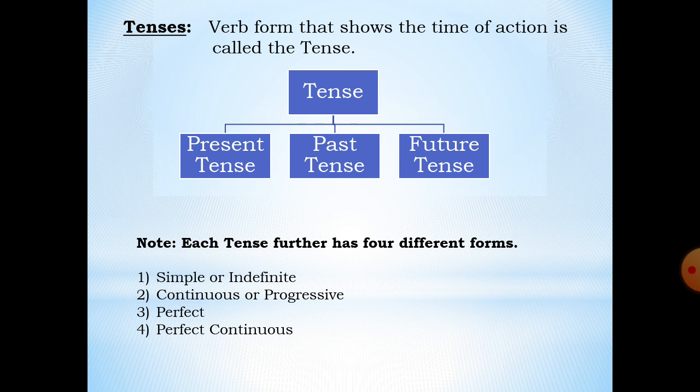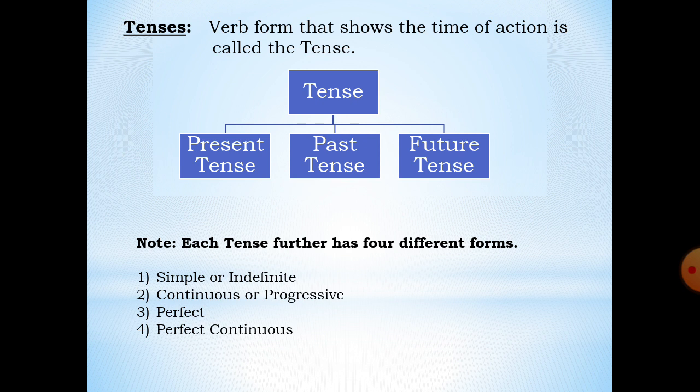The verb form that shows the time of action is called the tense, and without a verb, an English sentence is incomplete. So how does it work and how does it show the time of action? That we are going to study in this topic. There are three types of tenses. First, present tense, second, past tense, and third, future tense.